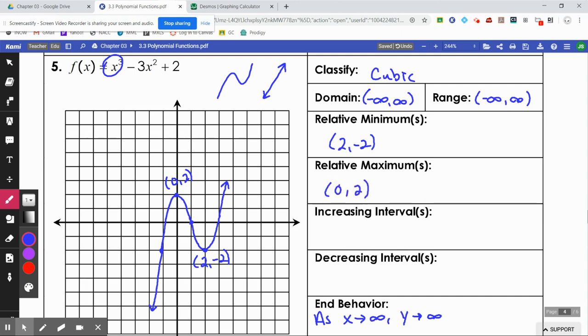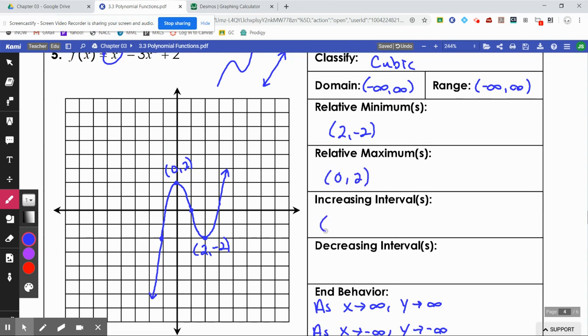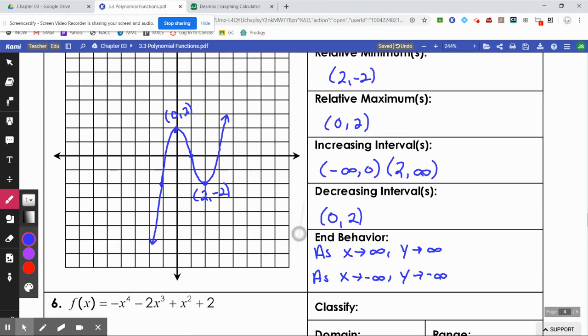The function is increasing starting at negative infinity up to this x value of 0. Then it starts decreasing from 0 over to 2. And then it starts increasing again from 2 to infinity.